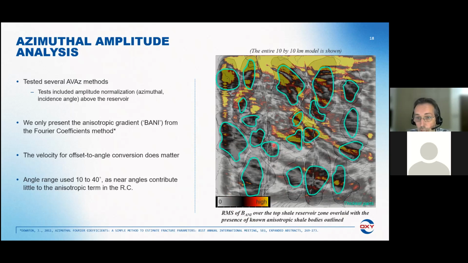So here, just for clarity, we are outlining the thickest parts, but there's very little correlation, if any, to the BANI.